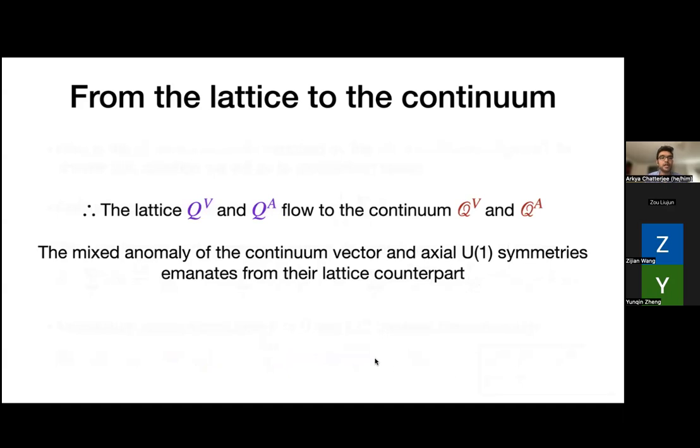The upshot of that is that in the IR limit, the QV and QA charges on the lattice act in an identical manner to the field theory or continuum vector and axial charges. So we say that the lattice symmetries flow to the continuum symmetries. And the mixed anomaly of the continuum symmetries, as indicated by either the bubble diagram or the Schwinger term, all emerge or emanate from the lattice vector and axial symmetries.